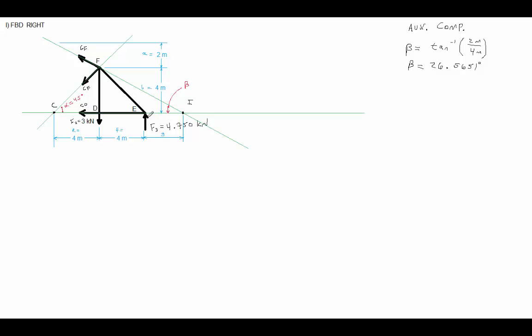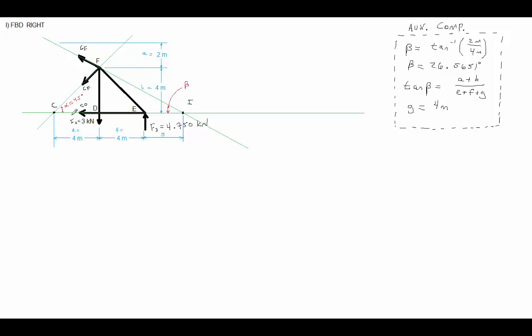In order to find distance G, I have a triangle that's 4 meters tall and 8 meters at the base with an angle of beta. So I can say the tangent of beta equals A plus B divided by E plus F plus G. Solving for G will tell us that G is 4 meters exactly.